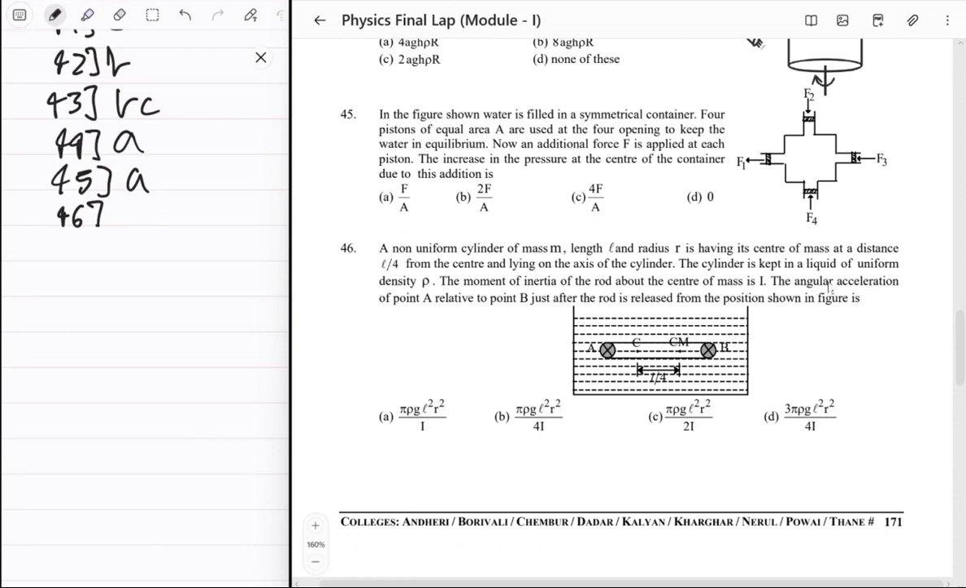The angular acceleration of, so I guess it's a closed cylinder, otherwise this will be very messy. The angular acceleration of the point A relative to the point B just after the rod is released from the position shown in the figure is, so basically we have to find the torque and divide by the inertia. Oh god. Torque about center of mass.